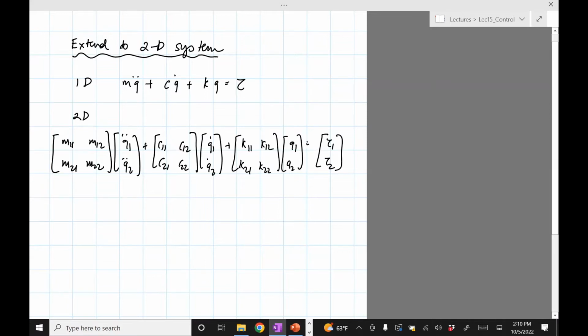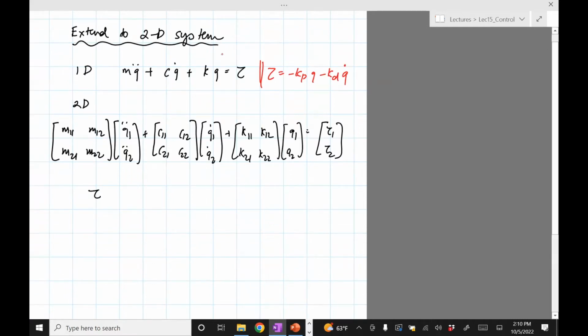Okay, now this is the most generic equation you can see, but it turns out that when you talk about manipulators, you'll see that M12, for example, is equal to M21 and C12 will be equal to C21, and same for K. But let's assume that that's what it looks like. Now let's choose a controller. Remember, for this one, we chose a controller which looked like this. So I'm just going to take this idea and extend it to 2 dimensions.